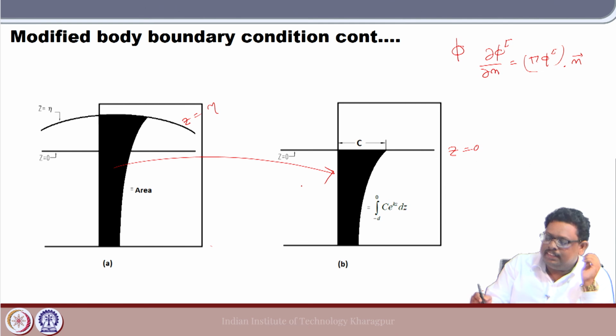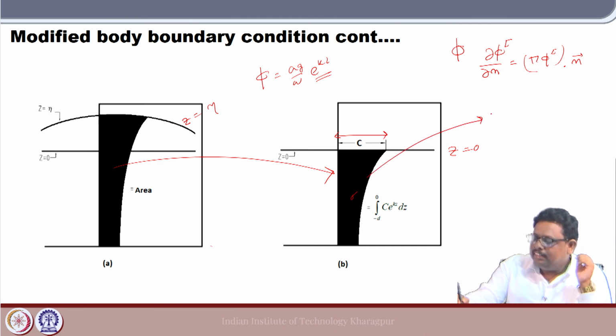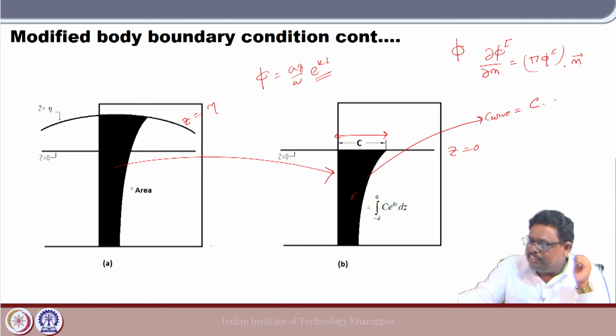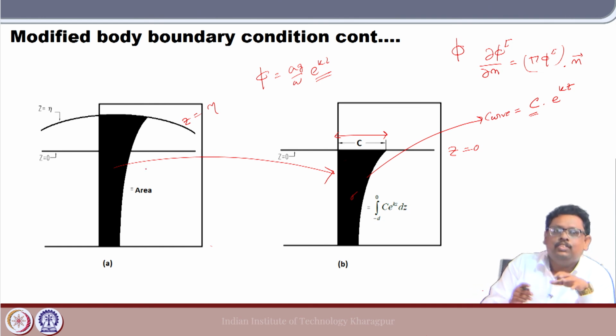Now, if this area is the same, then what would be the value for C? I am assuming this pressure graph, this phi is nothing but g by omega into e to the power k z, it is driven by e to the power k z. So, therefore, this curve can also be written as some c into e to the power k z. Now, if I know the value of c, then if I integrate this value, this area and this area should be the same, that is my idea.